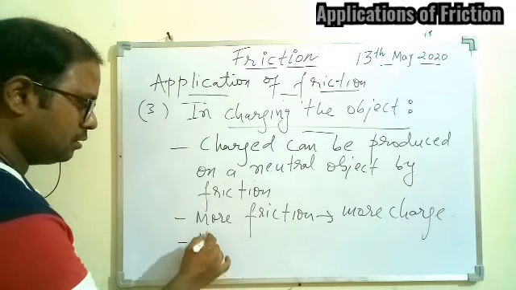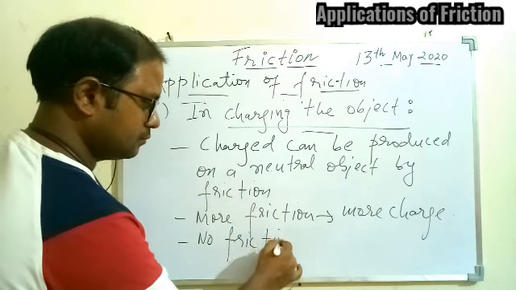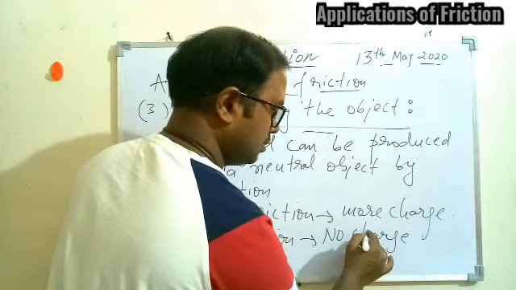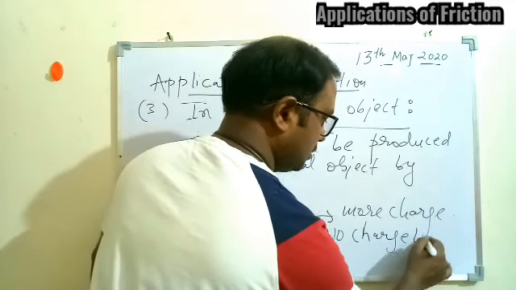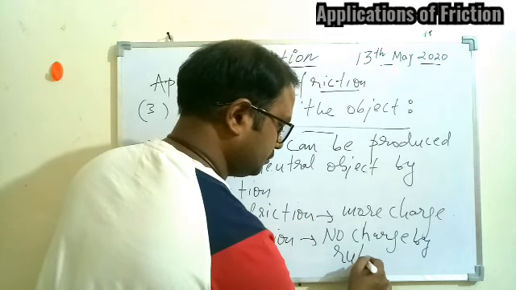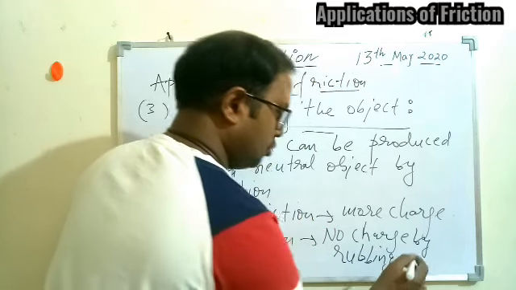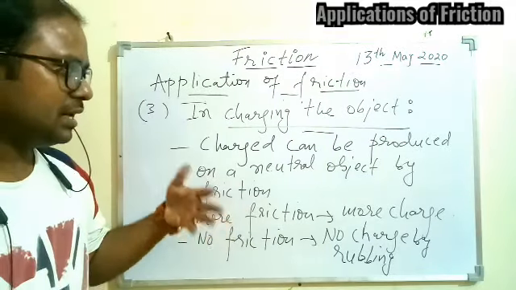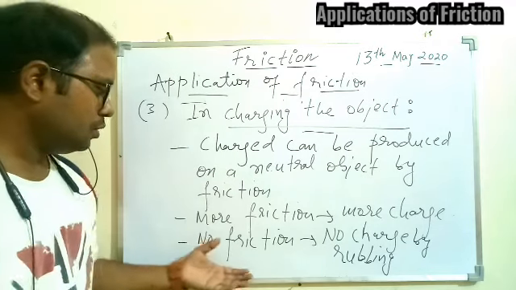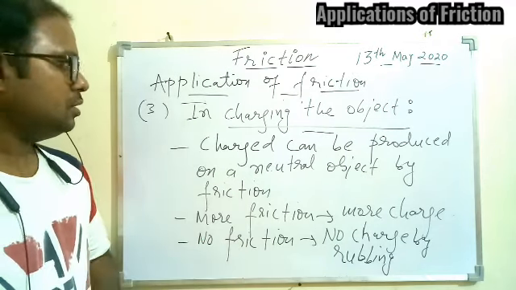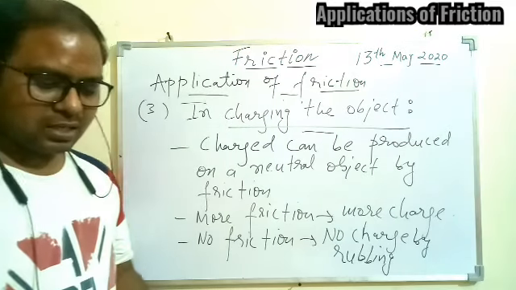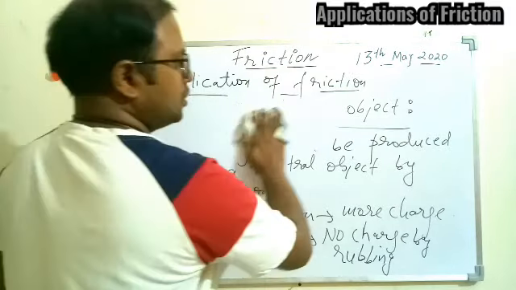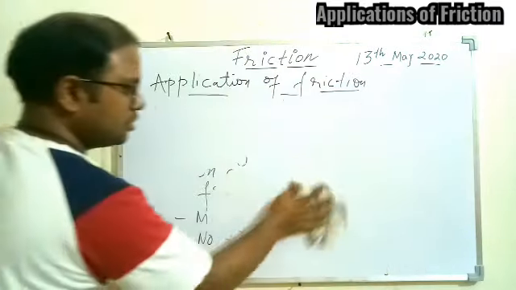Okay, and no friction, no charge, by rubbing. So there are different ways of charging the object, but when we talk about charging by friction, that is rubbing, then we have to have the friction, otherwise not so possible. So this is the third application. We can say we can charge anything with the help of the friction. So I hope this activity is also clear to you, not so difficult.